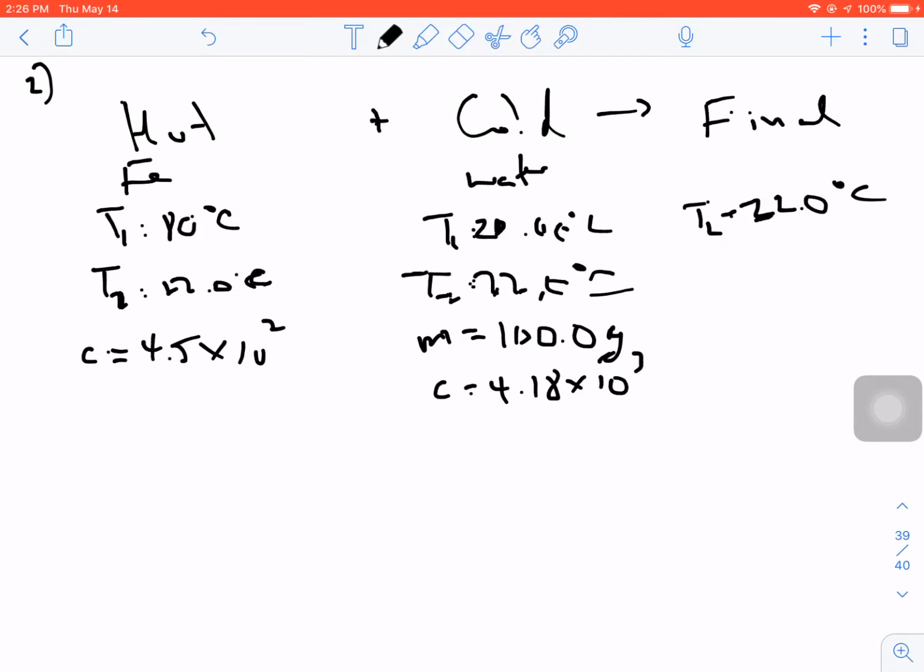So on the right side here, I see MC and delta T. On the left side, I see C and delta T. I'm missing the mass, which is what the question is asking. How much iron did I put in the water?